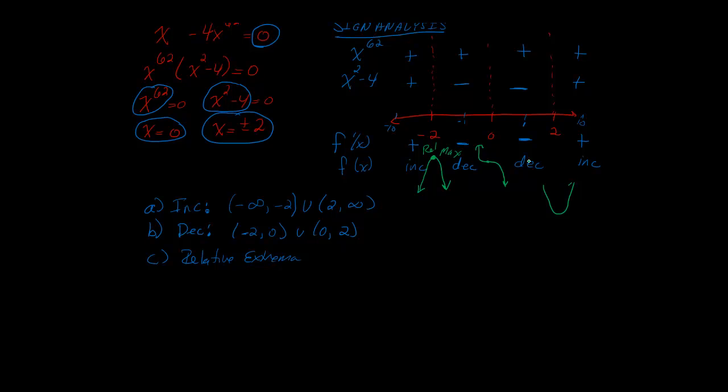And then here, the function will be decreasing and then it increases. It's decreasing and then increasing. So at this point, I'm going to have a relative min. So I recognize that I have relative extrema, and I'm going to have a relative min at x equals 2, and then I'm going to have a relative max at x equals negative 2.